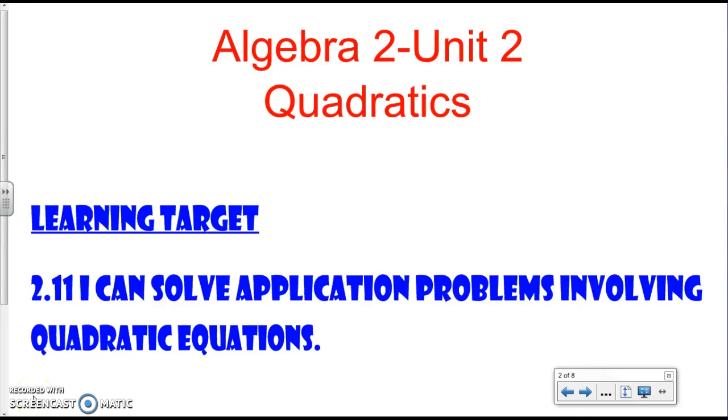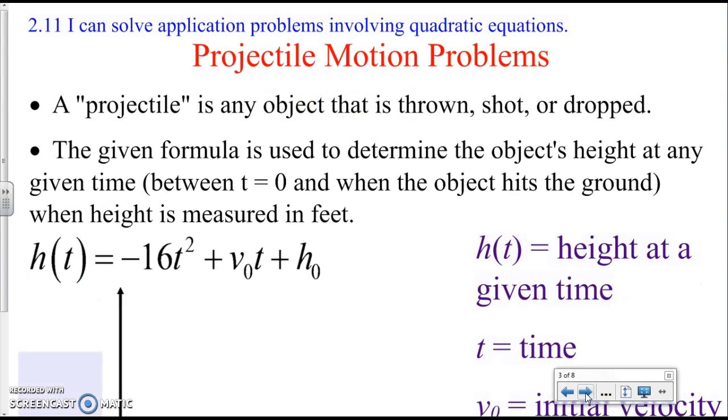Now that we've learned all of our methods and mixed them all together as far as solving quadratics go, we're going to do some applications for the next couple days. So projectile motion problems today. A projectile is any object that is thrown, shot, or dropped.